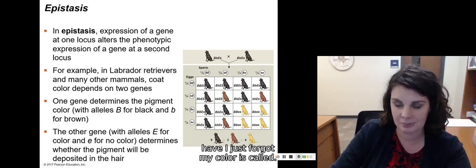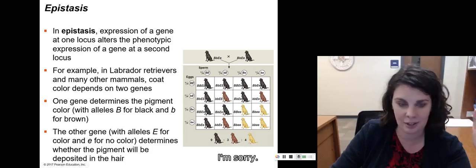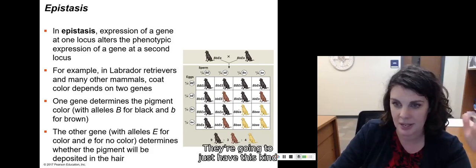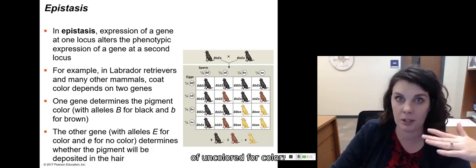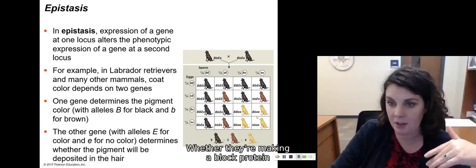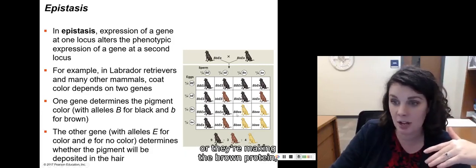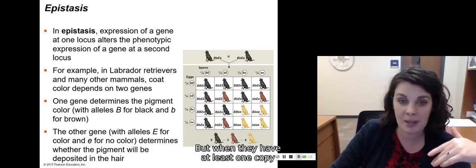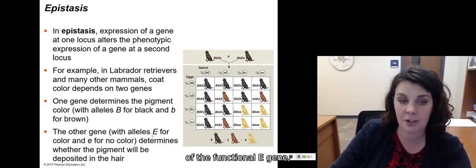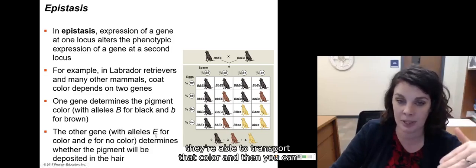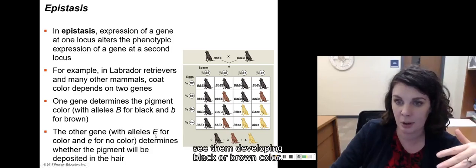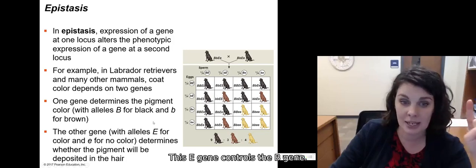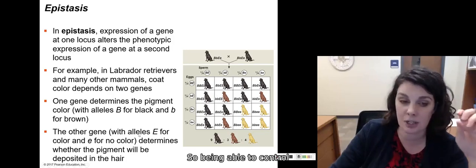You're going to have, I just forgot what that color is called, I'm sorry. But they're not going to be black or brown. They're going to just have this kind of uncolored fur color. Whether they are making the black protein or the brown protein, they are not going to have any color. But when they have at least one copy of the functional E gene, they are able to transport that color in, and then you can see them developing black or brown color. So that is epistasis. This E gene controls the B gene.